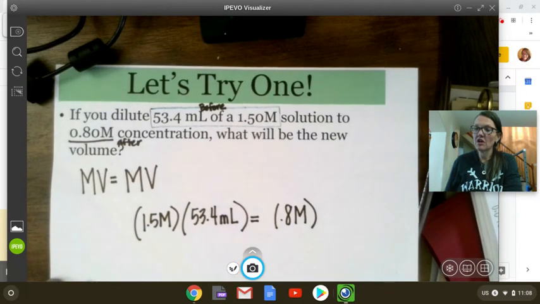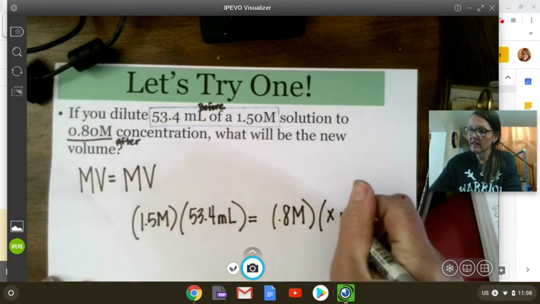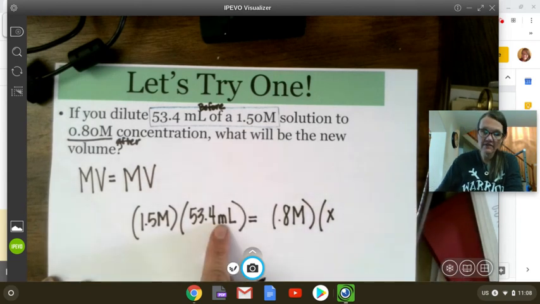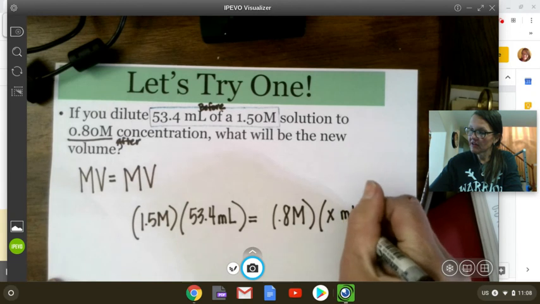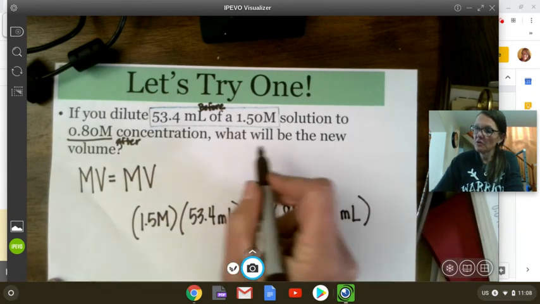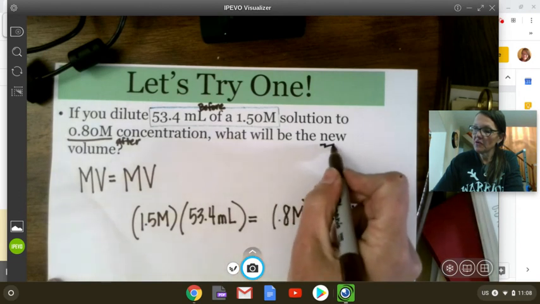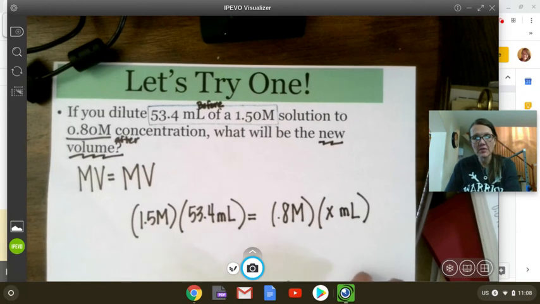Right? And what we don't know is our volume. So I'm going to put an X. And then since this volume is milliliters, I'm going to put milliliters here. Right? So that's what we're solving for. So we're looking for the new volume. Okay, do you see how simple this equation is? This is just basic algebra.